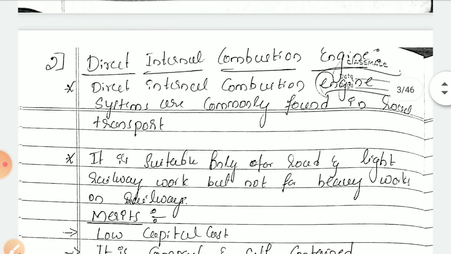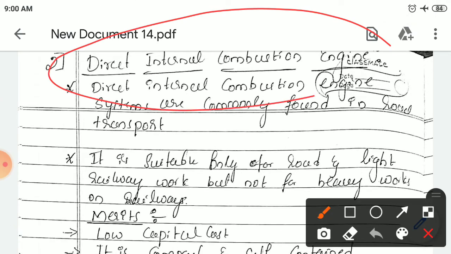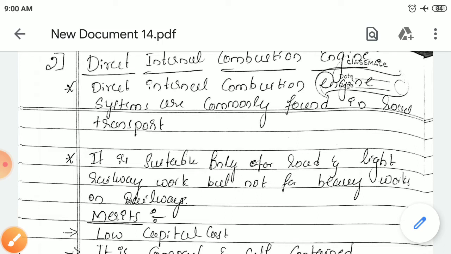Next is the direct IC engine system, or internal combustion engine system. Direct internal combustion engine systems are commonly found in road transport. You can see them in almost all the automobile industries. So initially we had the steam engine system, then we moved towards the IC engine system. Such systems or tractions are most commonly found in road transport. It is suitable only for road and light railway work, but not for heavy work on the railways.